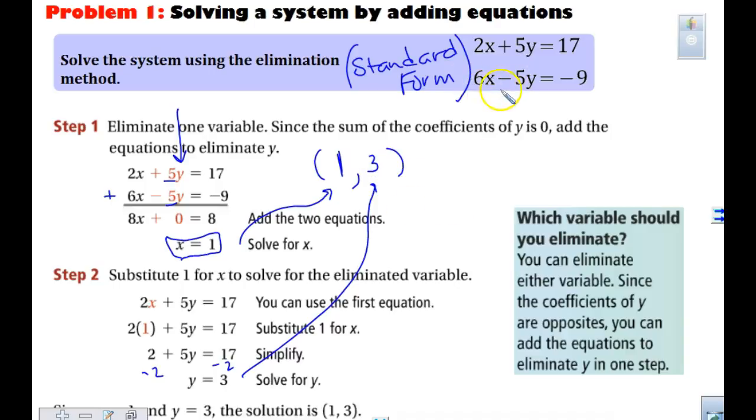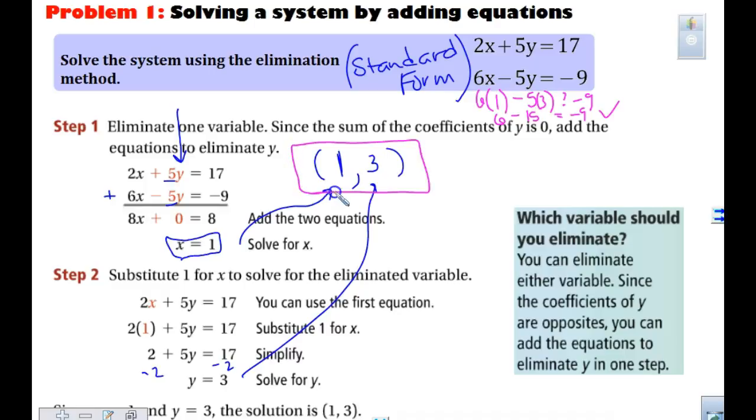And now if we wanted to make sure that that works, we could check it in that last equation. So if I was going to check it in the last equation, what would I need to write down, Noah, in this equation? I'd put what? 6 times... What is my 6 times 1, that's my x, minus 5 times 3. And the question is, is this equal to -9? So I have 6 minus 15. Does 6 minus 15 equal -9? Yes. So this is the right answer.